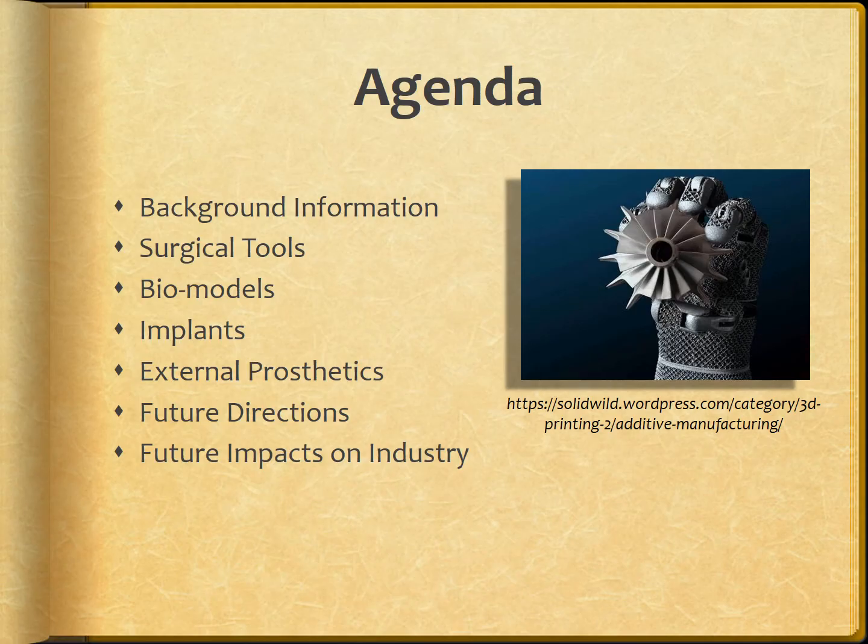To give everyone a general overview of what our team will be discussing today, the shown agenda will be followed. The team will start by addressing the necessary background information related to additive manufacturing in the biomedical field. We will then discuss the four main topics that we concentrated on in regards to 3D printing in the medical field, which includes surgical tools, biomodels, implants, and external prosthetics. After these main concepts are explored, the team will move into the probable future directions that additive manufacturing will take in the next 5 to 10 years. To conclude, the team will discuss some of what we believe will be the future impacts on the industry that the advancements of additive manufacturing will have.